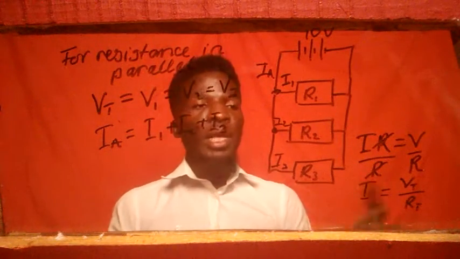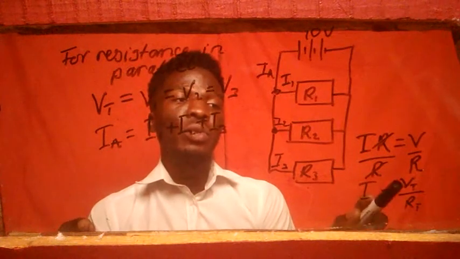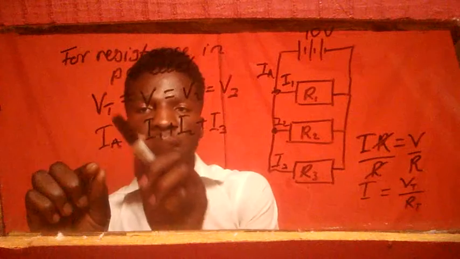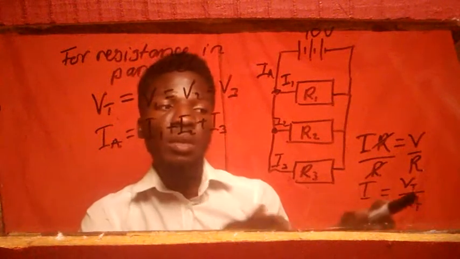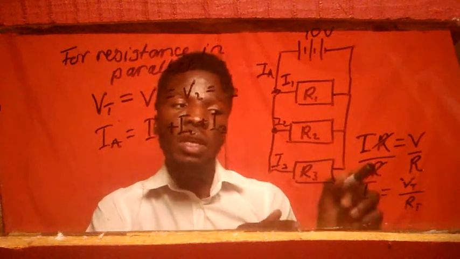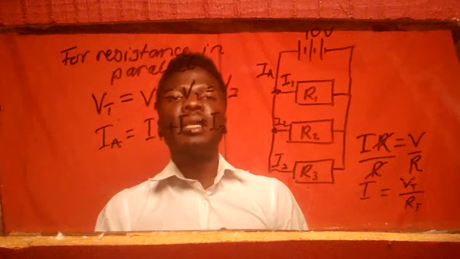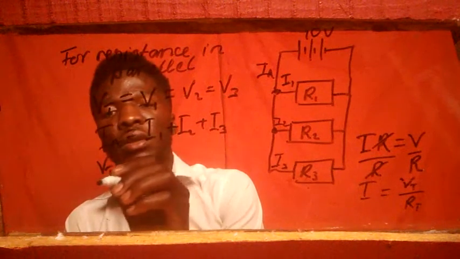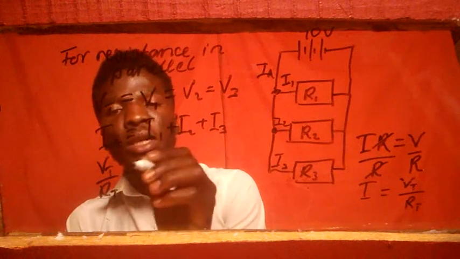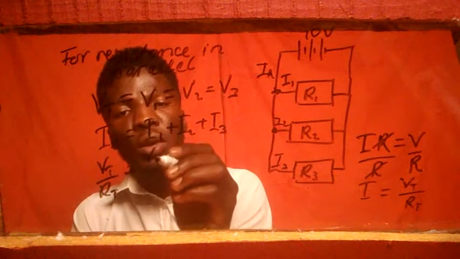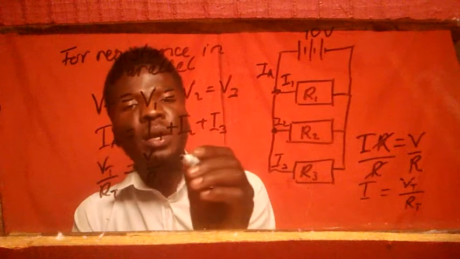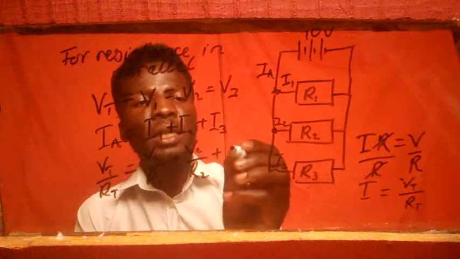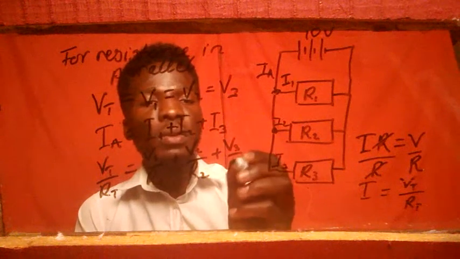So as we can see, current is equal to voltage over resistance. Where we have current here, this current is just the total current. Therefore, we're going to substitute, saying total voltage over total resistance. So we put it there, and we're going to have total voltage over total resistance being equal to voltage 1 over resistance 1 plus voltage 2 over resistance 2 plus voltage 3 over resistance 3.